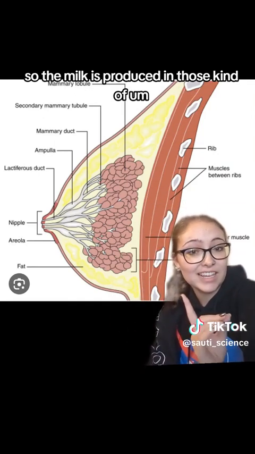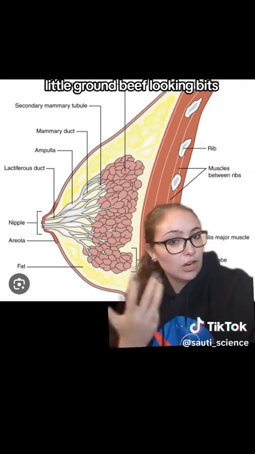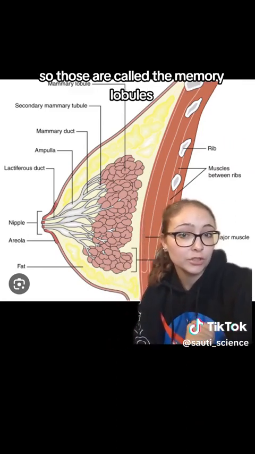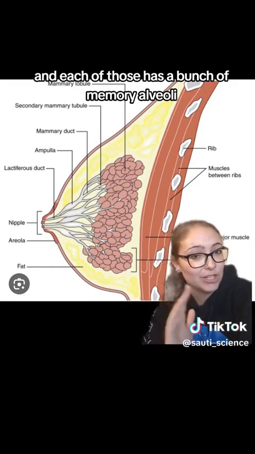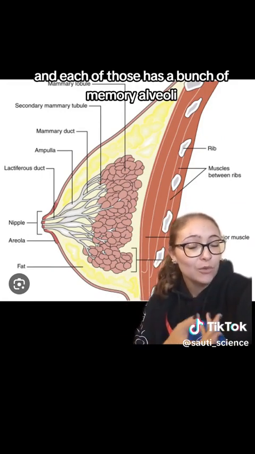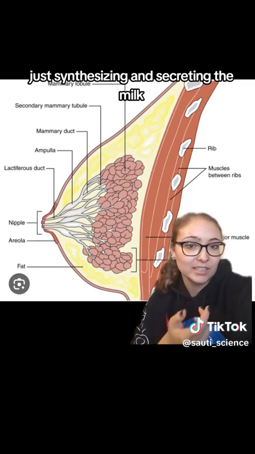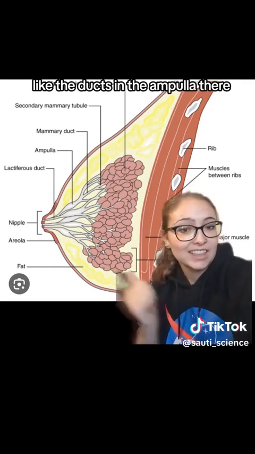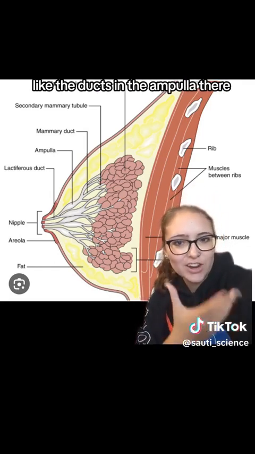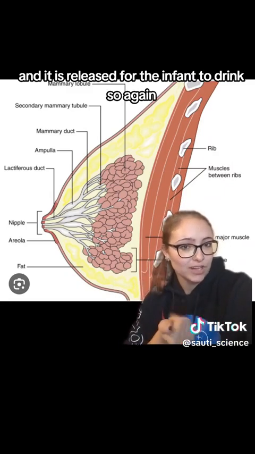So the milk is produced in those kind of little ground beef looking bits. So those are called the mammary lobules, and each of those has a bunch of mammary alveoli, which are responsible for just synthesizing and secreting the milk. When the milk is ready, it goes out through those tubes, like the ducts and the ampulla there, and it is released for the infant to drink.